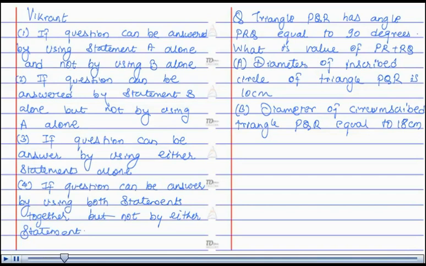The question is, mark your answer as 1 if the question can be answered by using statement A alone and not by using B alone. 2 if the question can be answered by statement B alone but not by using A alone. 3 if the question can be answered by using either statement alone. 4 if the question can be answered by using both the statements together but not by either statement alone.